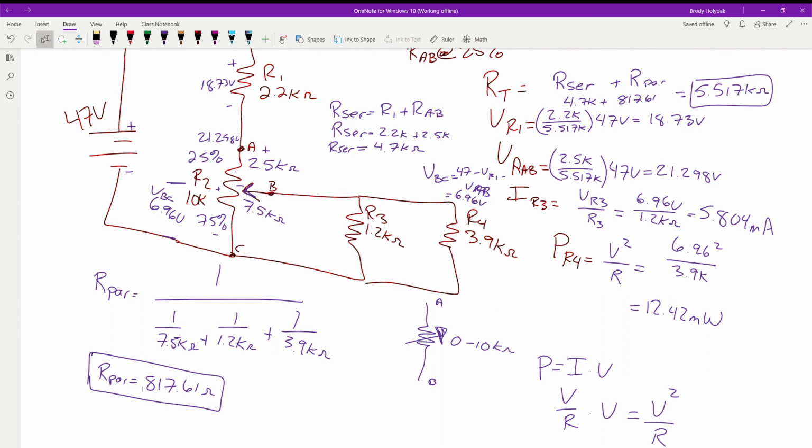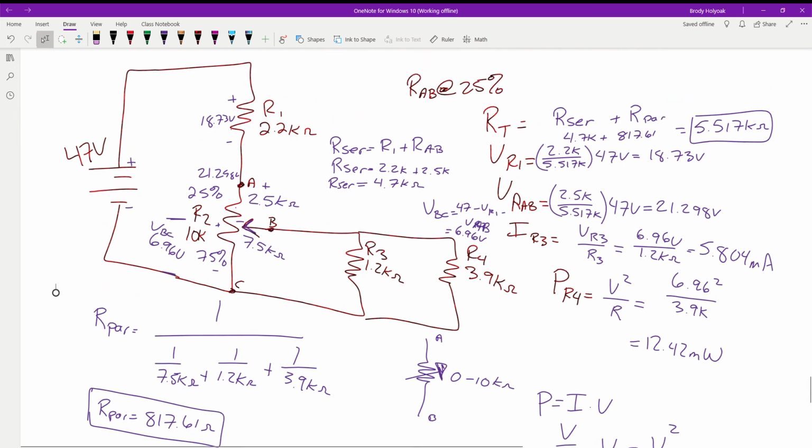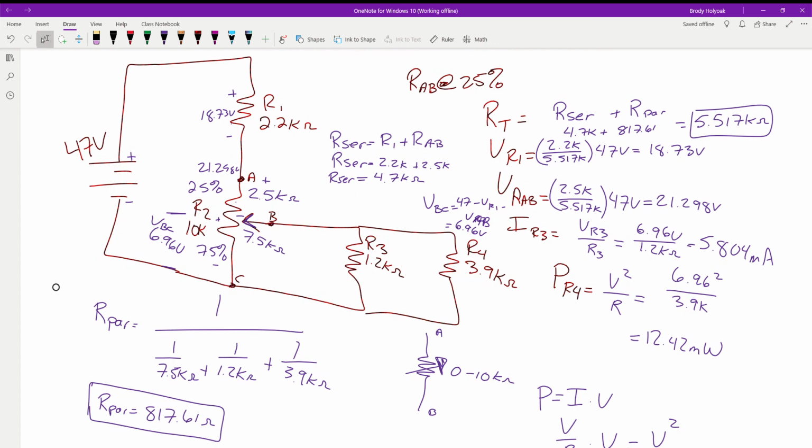So again, our R total is going to be a combination of the series portion and the parallel portion. The voltage of R1, we take the resistance of that guy divided by our total resistance. The voltage drop across RAB in our potentiometer, we take that resistance divided by the total resistance.